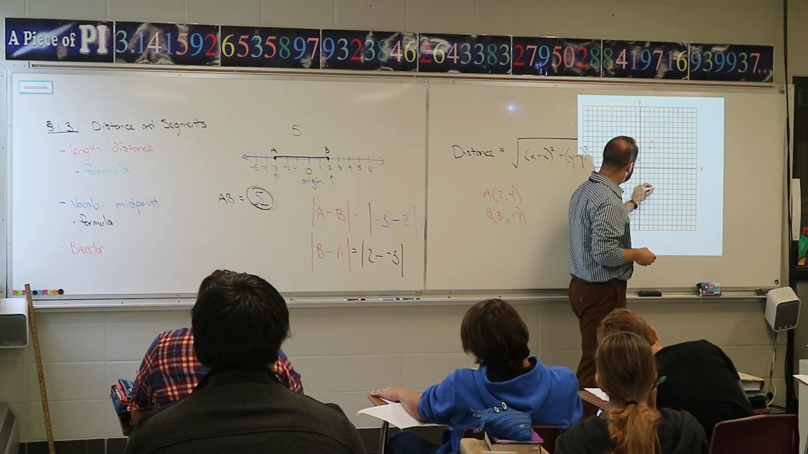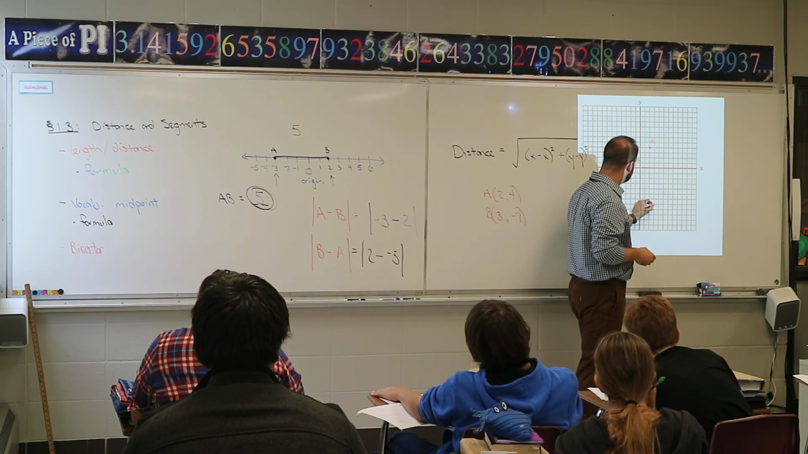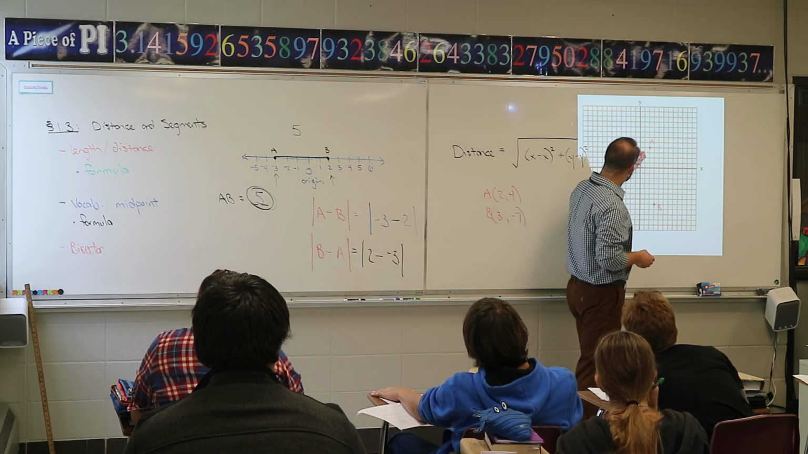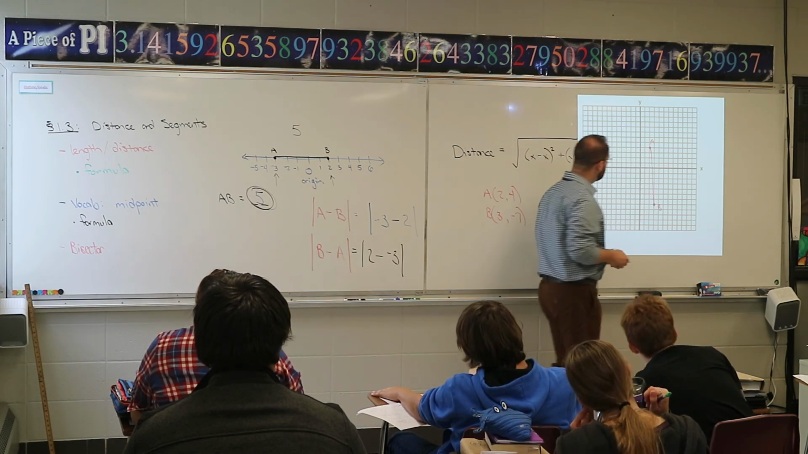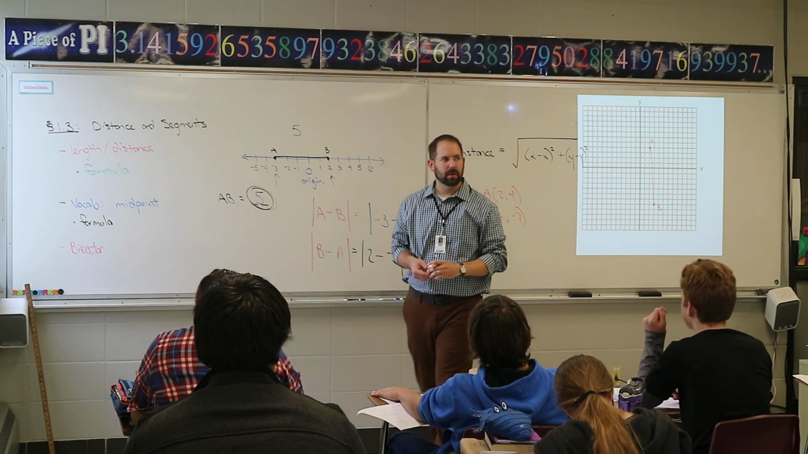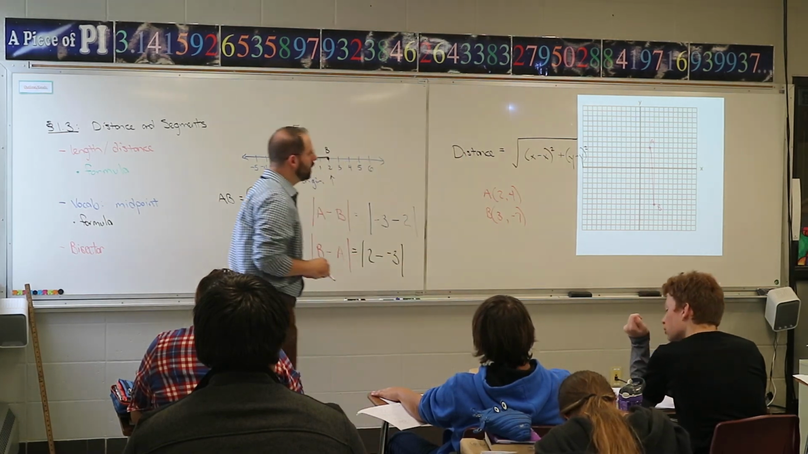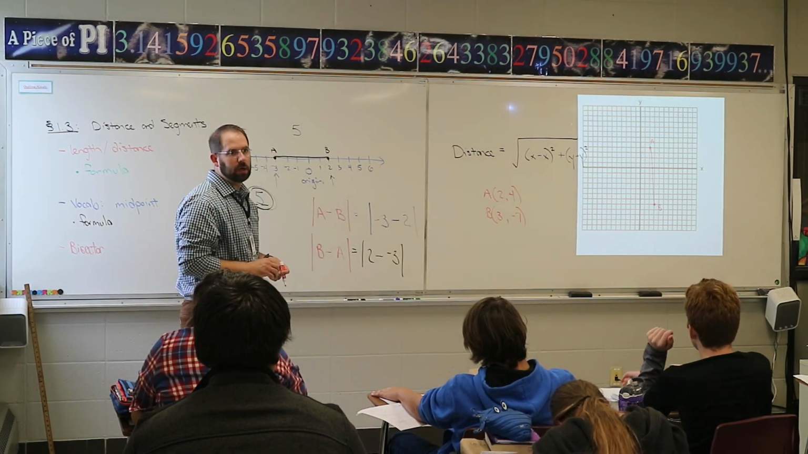1, 2, 3, 4, 5, 6, 7. Here's B. That is a very steep diagonal line. It's not straight up and down. It is very steep. That is incredibly long.